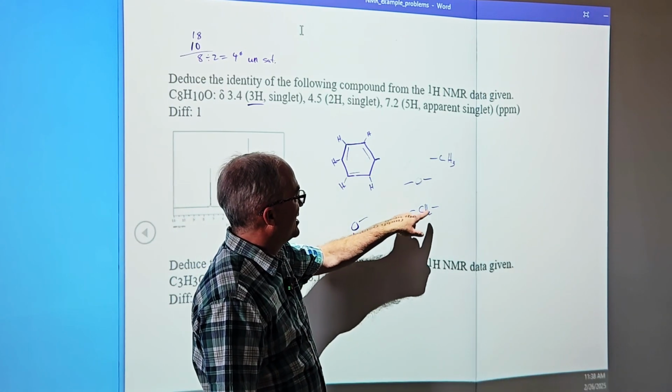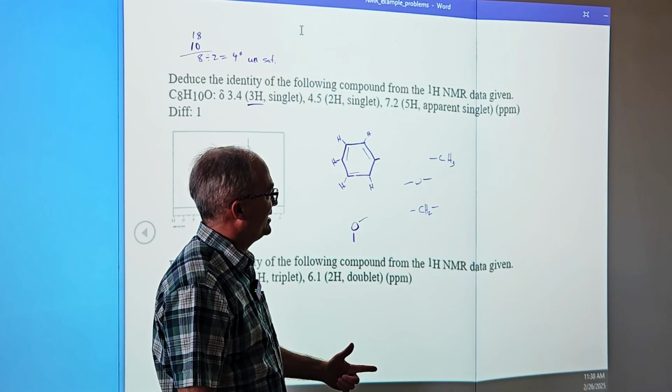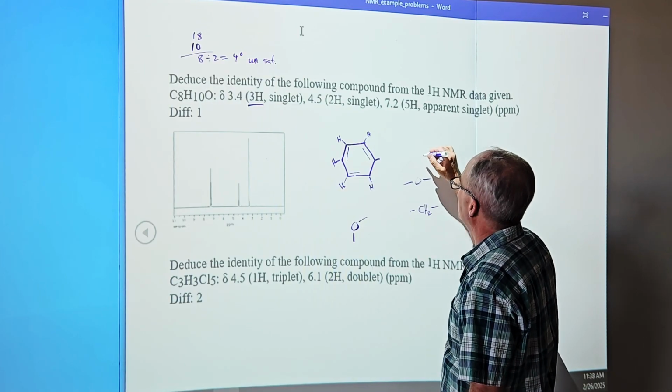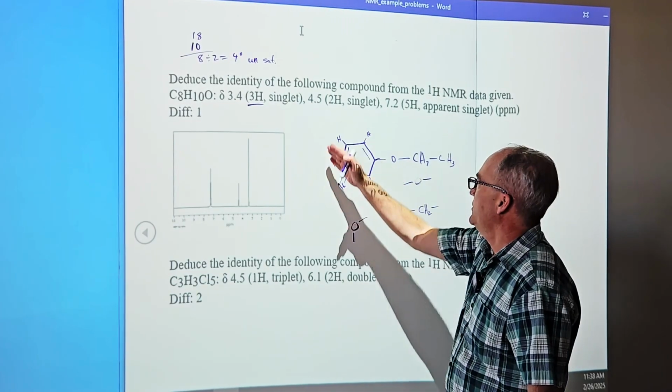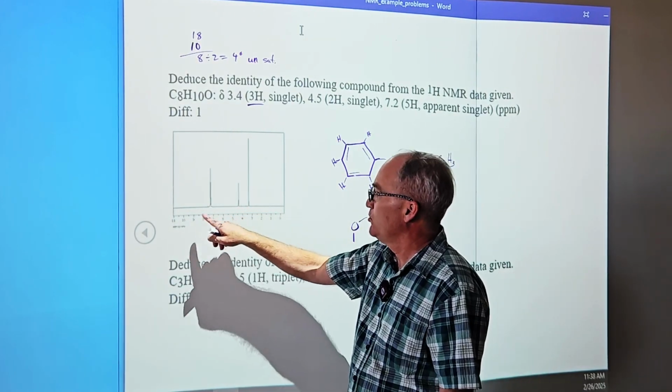So now the question is, how do I want to connect these? Got to connect them all up to the ring. Well, let me try this way first. Would that be reasonable? Let's count signals. 1, 2, 3. 1, 2, 3.